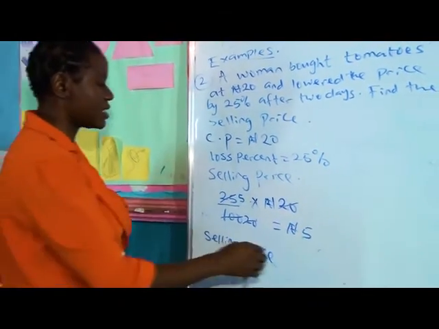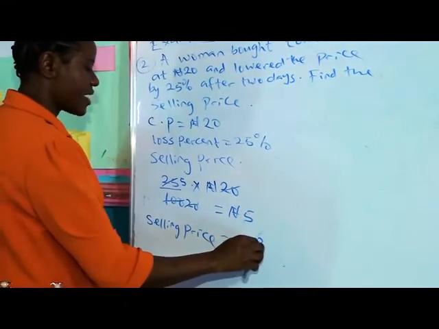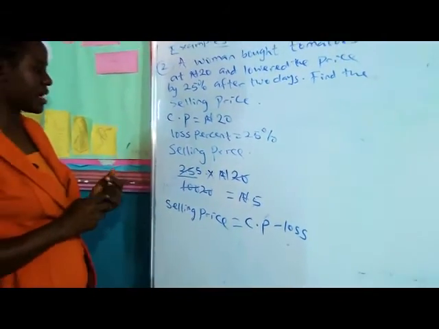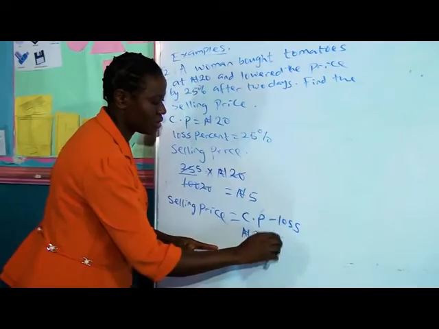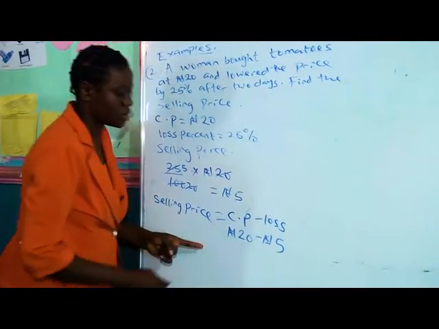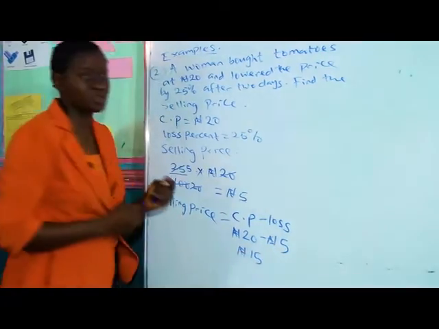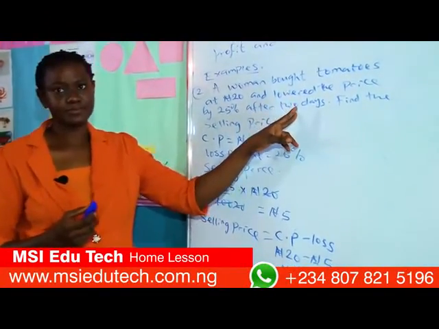So the selling price here would be cost price minus loss. The cost price is 20 naira. She made a loss of 5 naira. 20 naira minus 5 naira gives us 15 naira. That means she sold the tomatoes for 15 naira after 2 days.